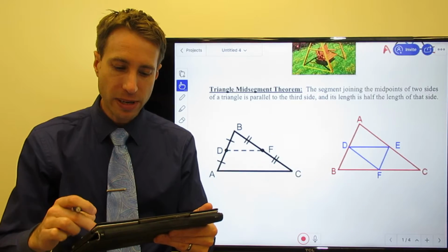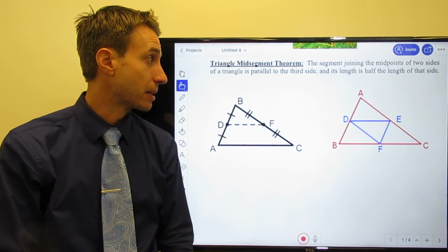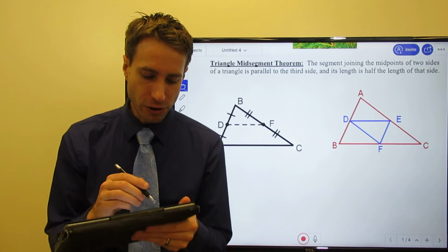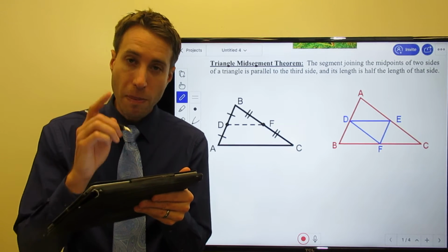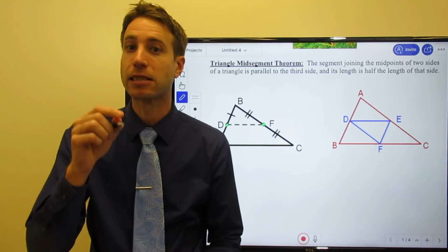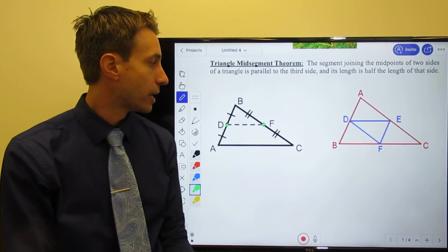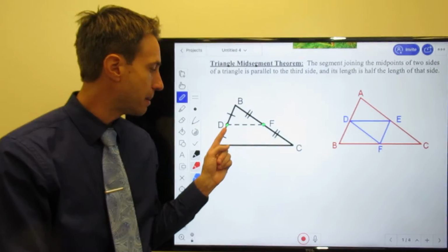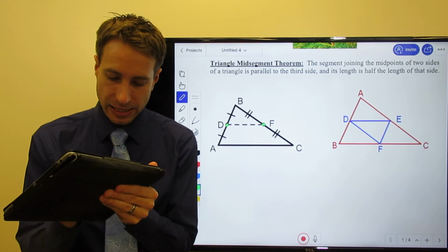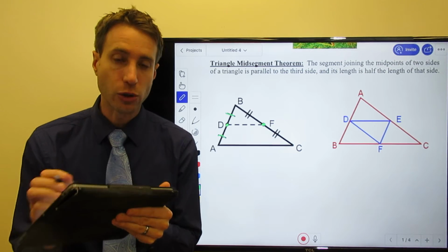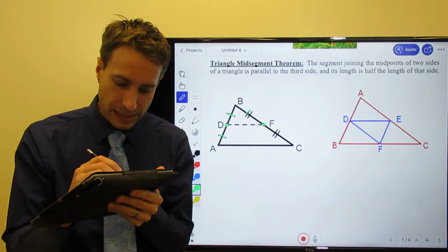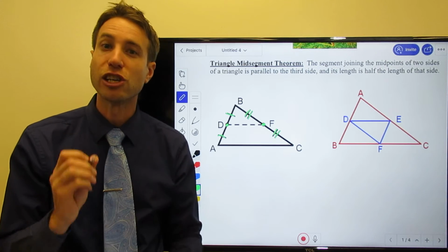Now, properties of mid-segments. Here we go. When it comes to mid-segments, first and most importantly, remember that these mid-segments connect midpoints. So this point right here, D, is the midpoint of AB. Why is that important? Well, midpoint means it splits it into two congruent segments. Same thing for F. It's the midpoint, so it'll split BC into two congruent segments.